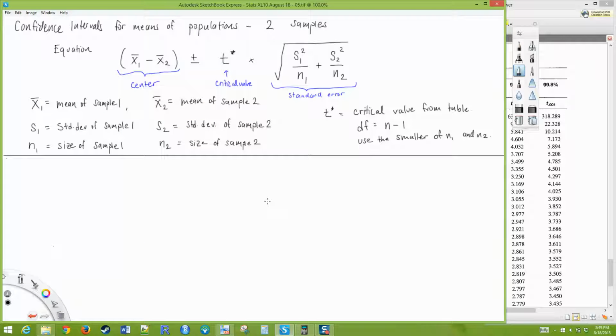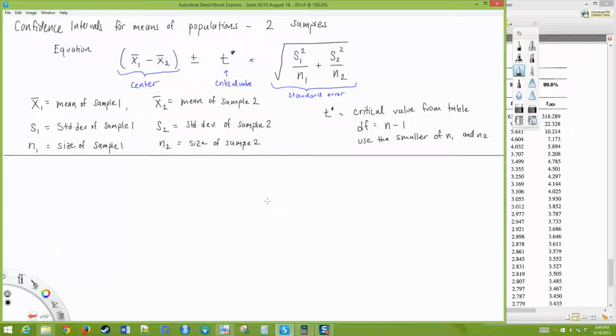Okay. Yes? When you're saying use the smaller, you're basically just using a smaller sample size. Yeah, you're only using one of them, and you do n minus 1. Yeah, because you have two n's, right? You've got sample 1 and you have sample 2, so you have two n's. Whichever one is the smaller n, you do that and you do n minus 1, and that's your degrees of freedom. Okay.